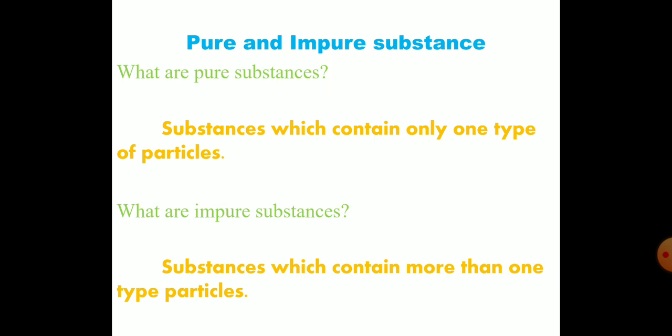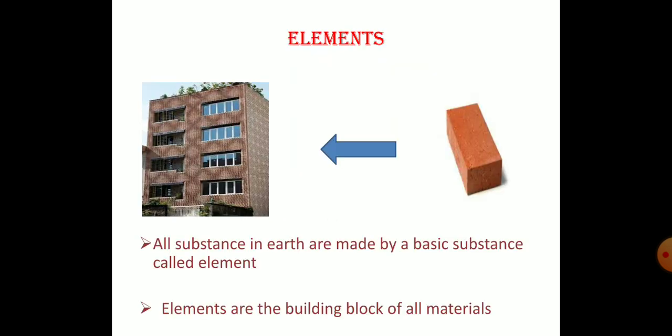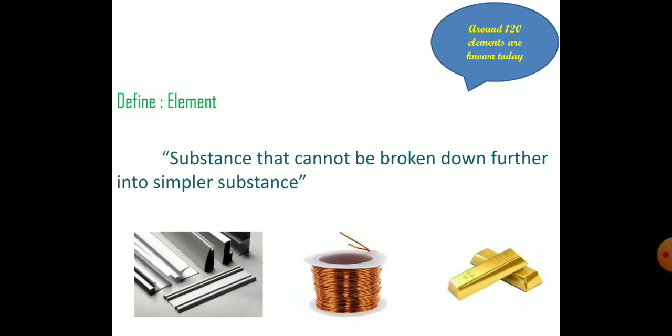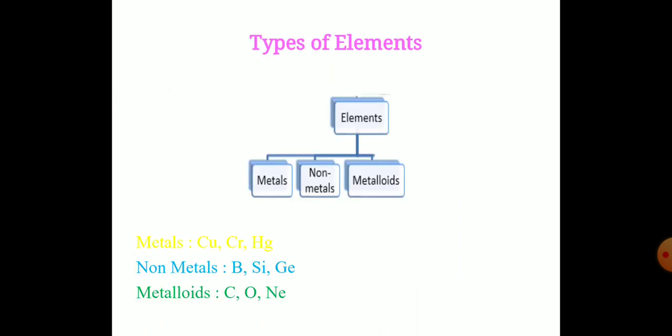Then pure and impure substances we have seen. Then elements are the fundamental particles of matter. Then the scientific definition of element we have seen, and the examples of elements we have seen. Then types of elements. There are three types of elements. What are they? Metals, metalloids and non-metals.